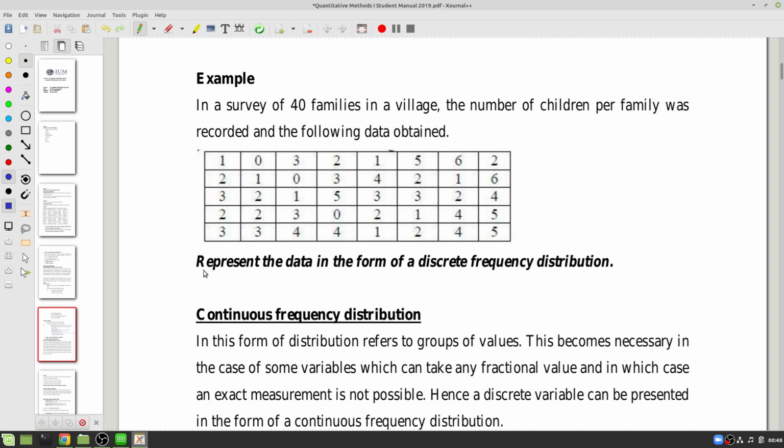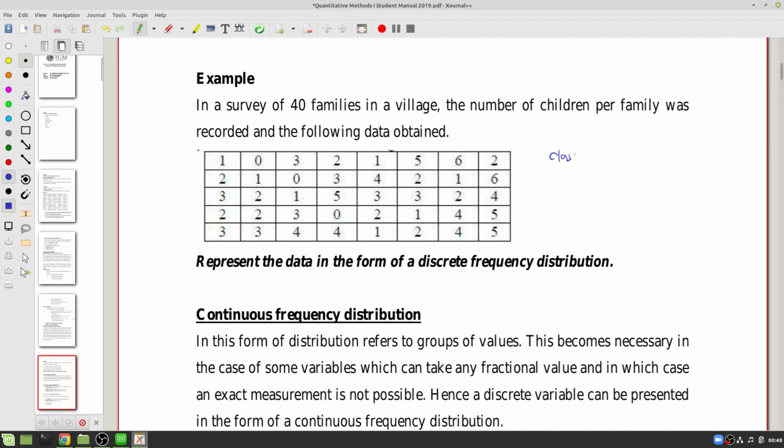Okay, they ask us to represent the data in the form of a discrete frequency distribution. And we'll get to that. We'll see some examples later on. But the basic idea would be, in this case we could do exactly the same as we did in lesson 1, right? We could say the class or the category would be, you could start with 0 children, 1 child, 2 children, 3, 4, 5, or 6.